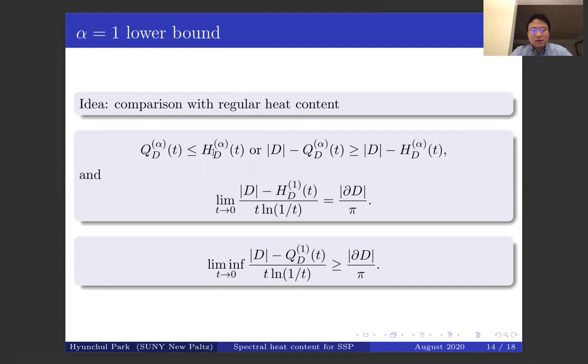So the heat loss is actually less than the spectral heat loss. H_D(t) is the regular heat content. So this is the upper bound of Q_D(t). Or if you reverse the sign, this is a heat loss, and the heat loss of the regular heat content is bounded above by the heat loss of the spectral heat content, and we know the limit of this in this form by the previous result. So this gives a lower bound for the spectral heat content.